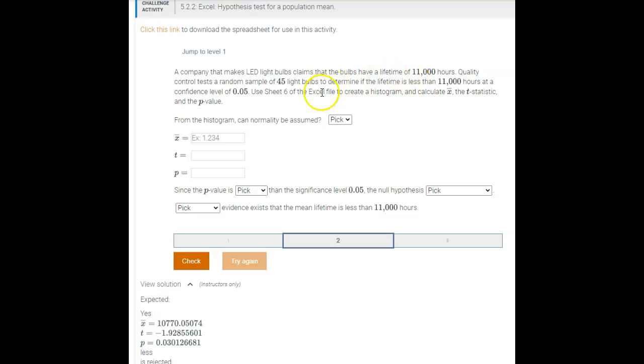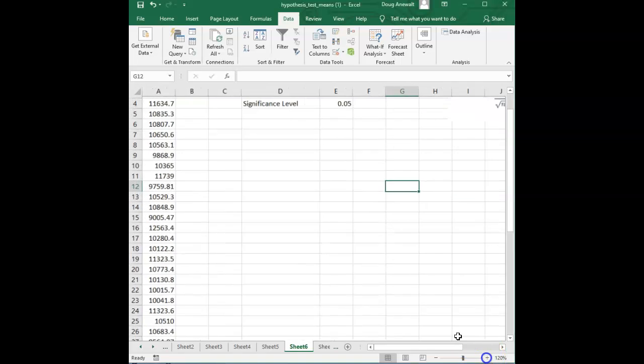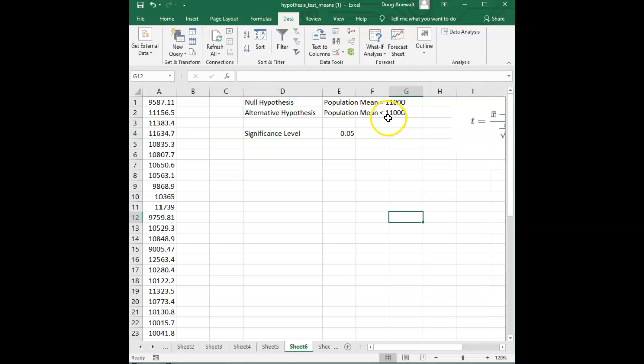So we're going to check with our alternative to see if there's actually evidence that the population mean is less than 11,000. So we have a one-tailed test again. We're concerned about the population mean being less than our assumed null hypothesis, which is that the population mean is equal to 11,000 hours. So we have a stated significance level.